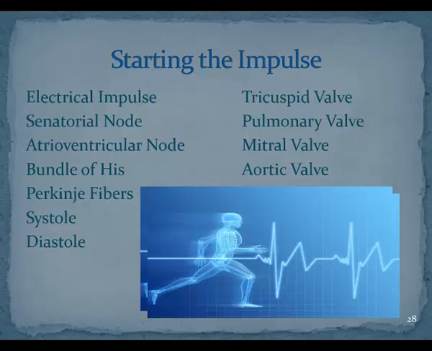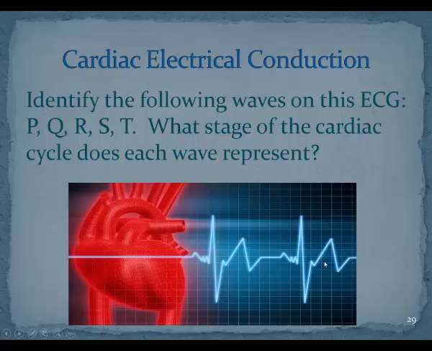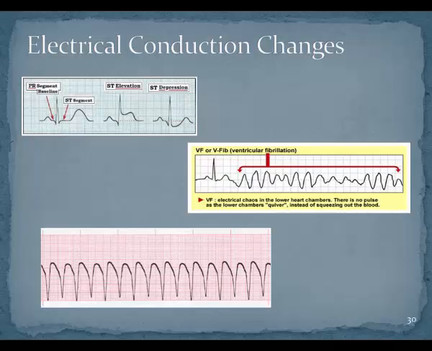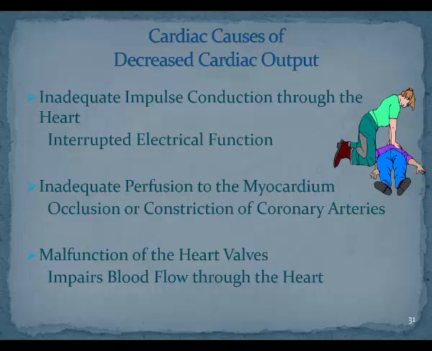In class, we're going to look at the electrical conduction of the cardiac cycle further. But it doesn't hurt to look ahead. You need to know what the normal P, Q, R, S, T waves represent. This slide shows some of the deadly rhythms. Any interruption in the electrical conduction can lead to a decreased cardiac output, as can occluded or constricted coronary arteries. Also, malfunctioning of the heart valves. All of these are different pathologies having to do with the heart.